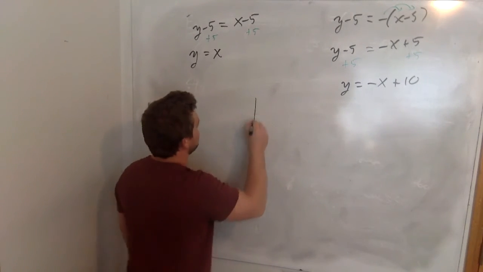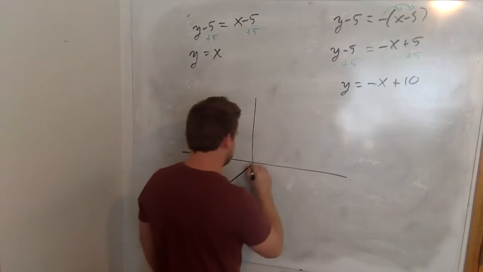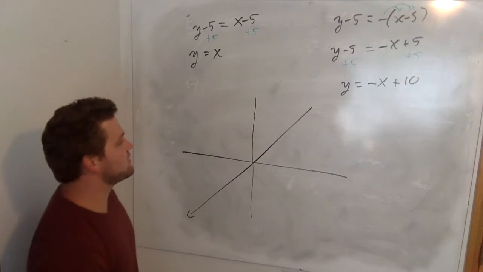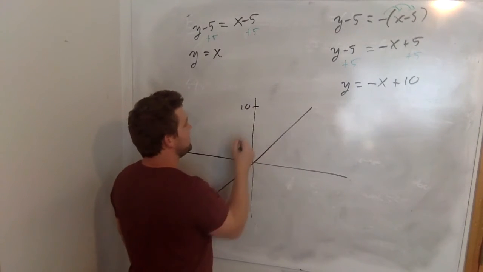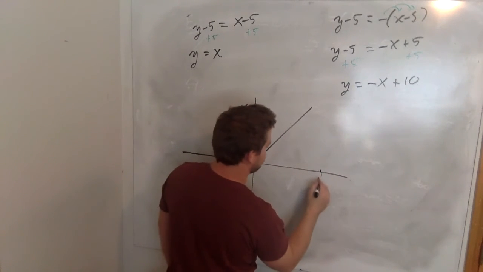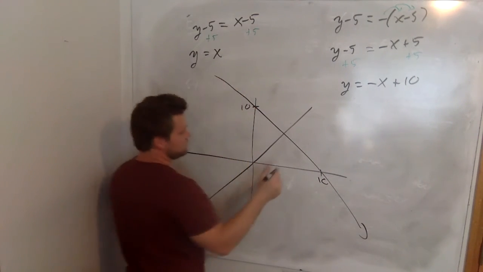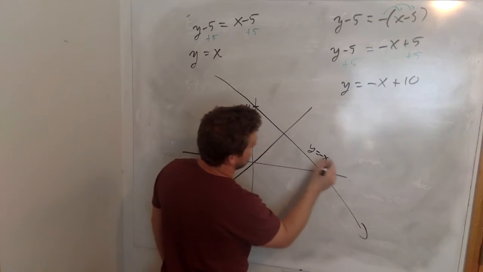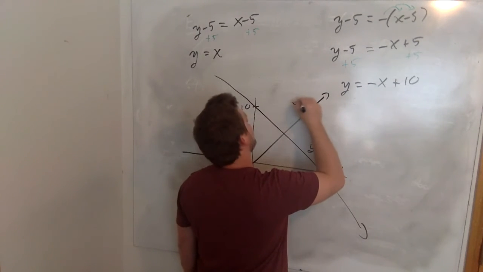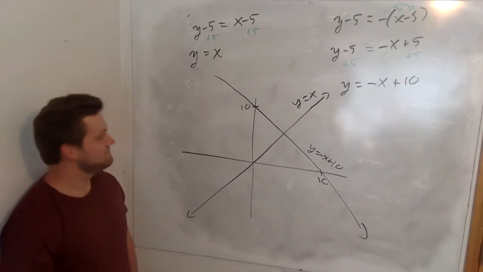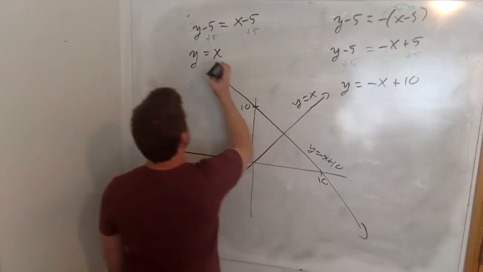So what would this look like? We have the equation y equals x. That's this line here. Okay, y equals negative x plus 10. We have a y-intercept of 10, and it has a negative slope. Over here we'll have another 10. So this is the equation y equals negative x plus 10, and this one right here is y equals x. Cool. All right, so we could possibly get a set of 2 lines.